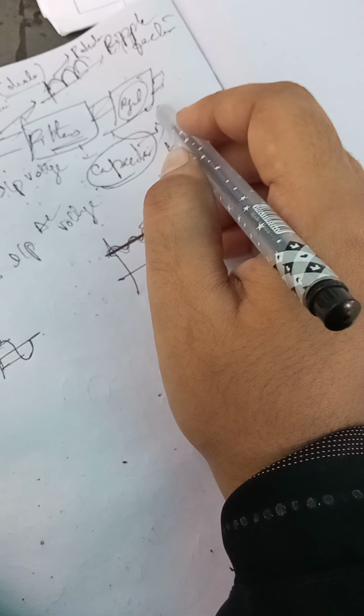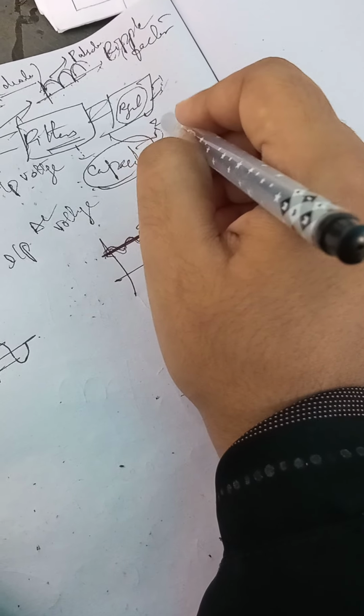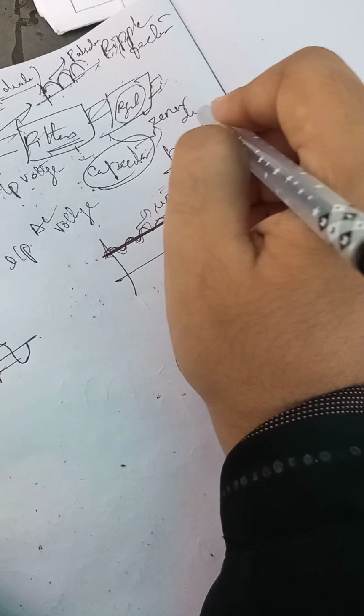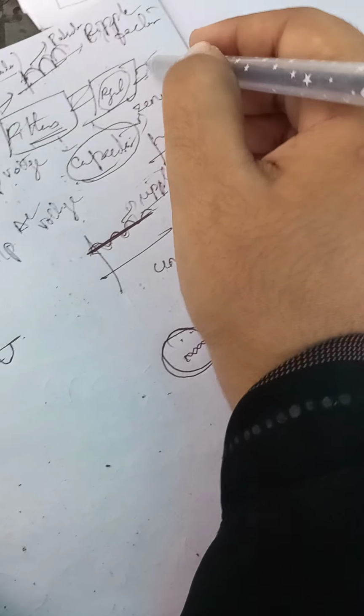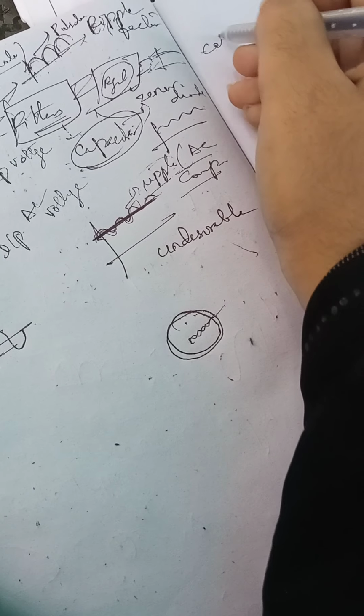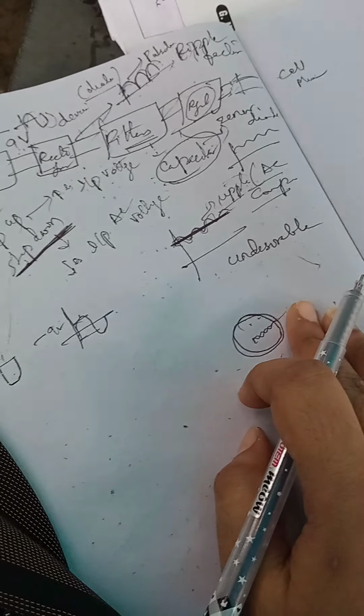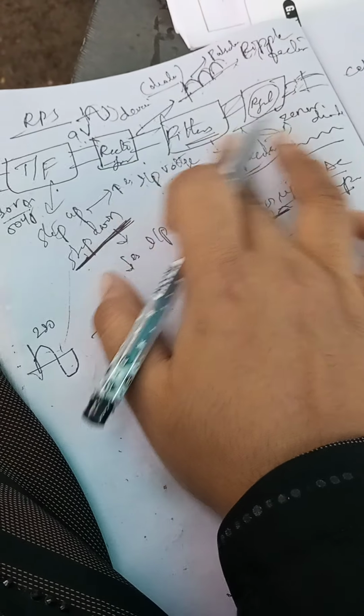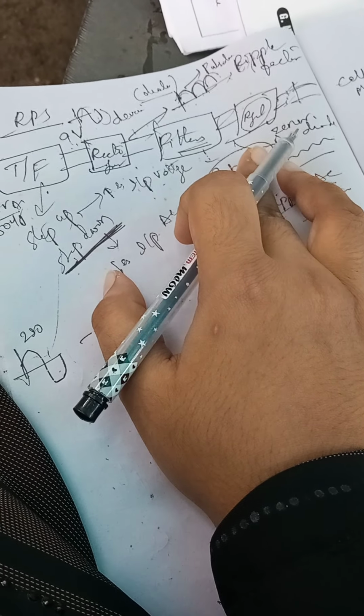Who will function as a regulator? It's a Zener diode. The Zener diode performs the role of a regulator, and finally it gives the constant DC voltage as the output, which is supplied to your final load, which could be a cell phone or whatever load you are connecting. Is it clear? That is what the RPS, or regulated power supply, is all about.